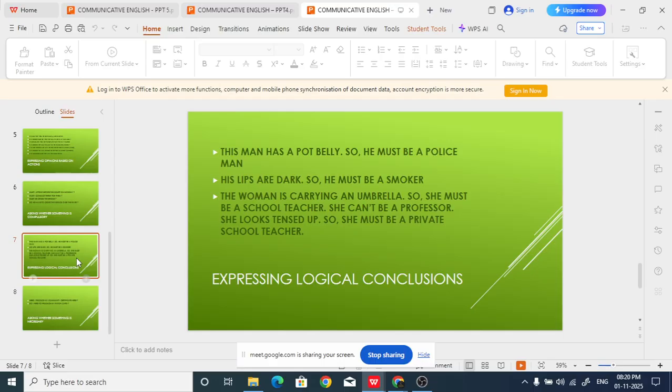The woman is carrying an umbrella. So she must be a school teacher. She can't be a professor. She looks tensed up. So she must be a private school teacher. Like that they will say. So here we are using so he must. You can make a sentence, and if you want to have a logical conclusion, you have to use so he must, or so with the following.